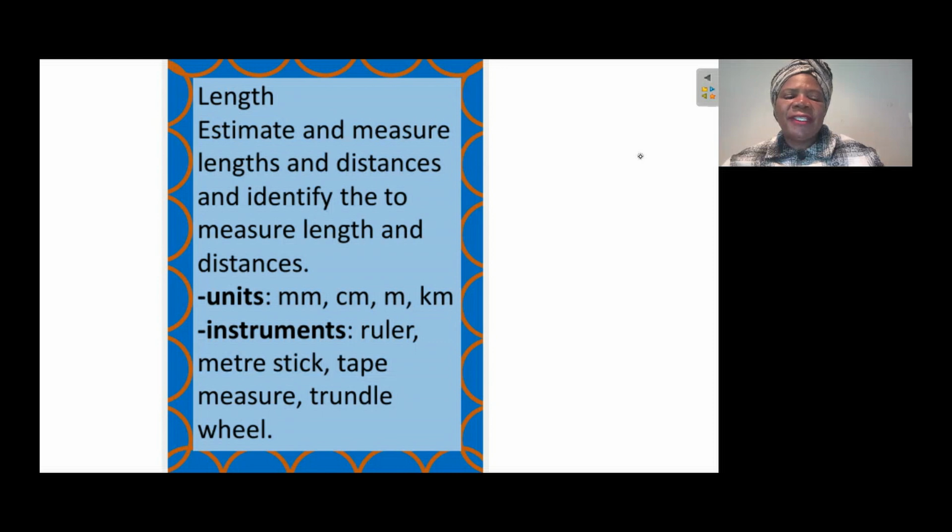We are looking at length. Yes, length and distances, right? So when we talk of length, we are looking at how long something is, right? Short and long distances.